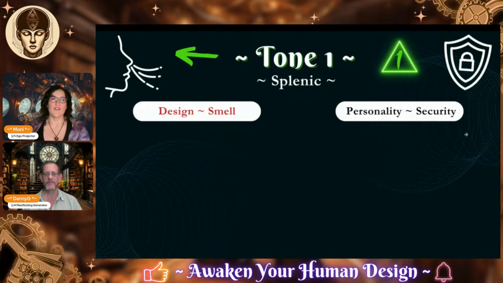So starting off with tone one, and this is splenic. It's a left arrow, so it's focused, strategic. On the design side, it's smell, and on the personality side, it is security. Wait for all the words to come up. That's what I had a feeling.